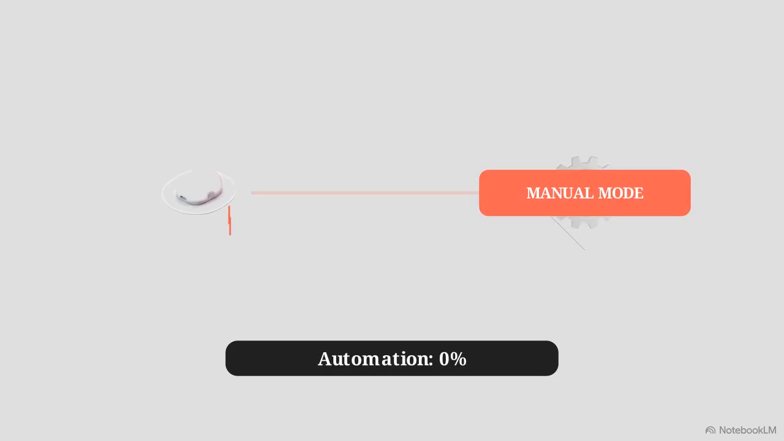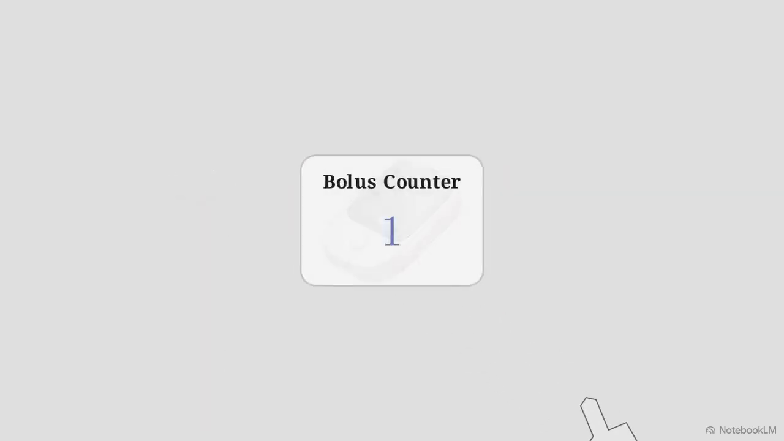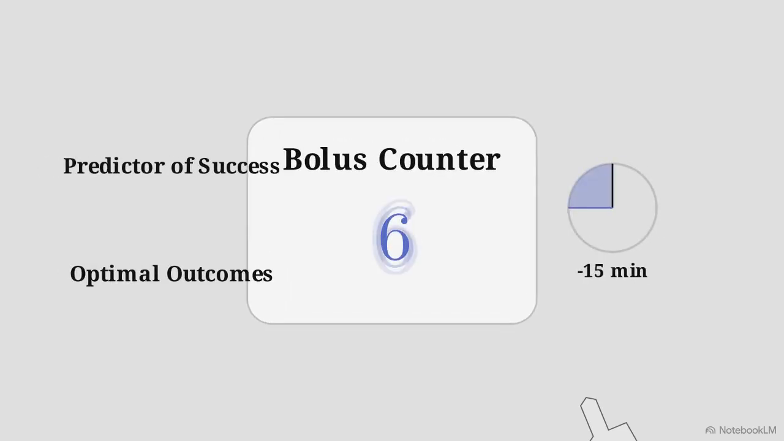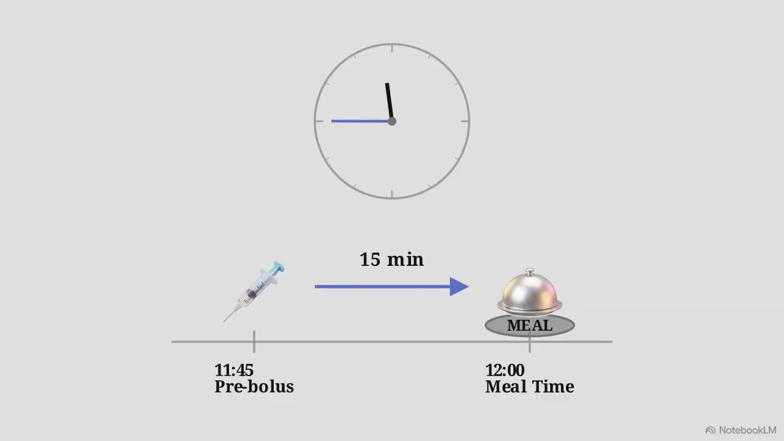When analyzing user behavior, we look at bolusing. Across all AID platforms, the number of user-initiated boluses per day is the single most powerful predictor of optimal glycemic outcomes. Timing those inputs is equally critical. For the insulin to peak at the right moment, patients must deliver their pre-meal boluses approximately 15 minutes prior to eating.